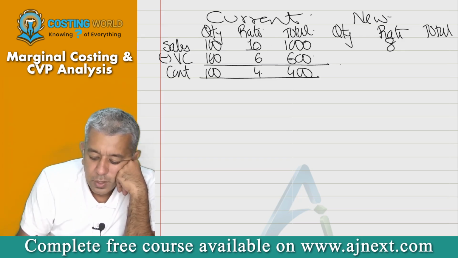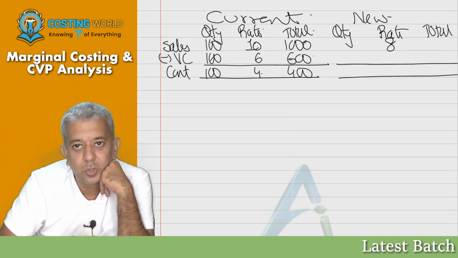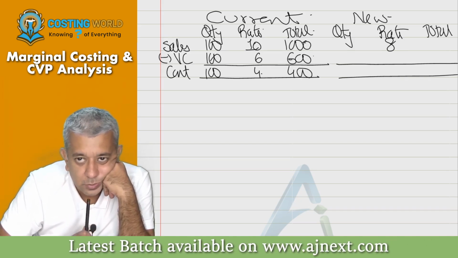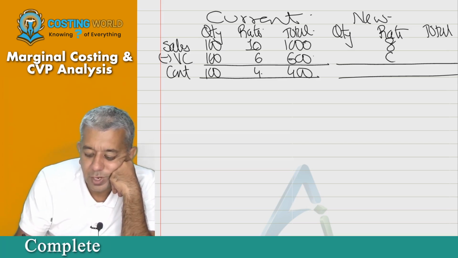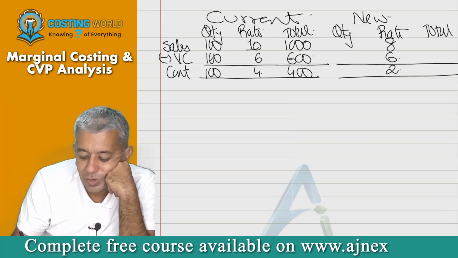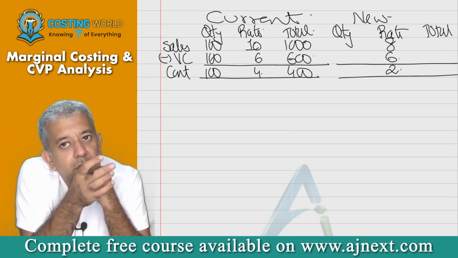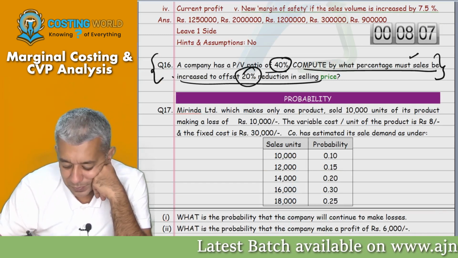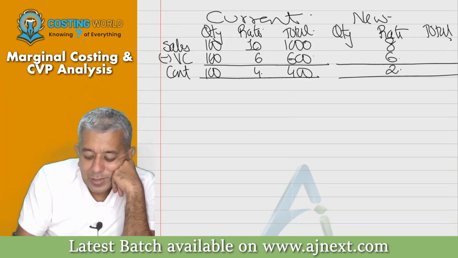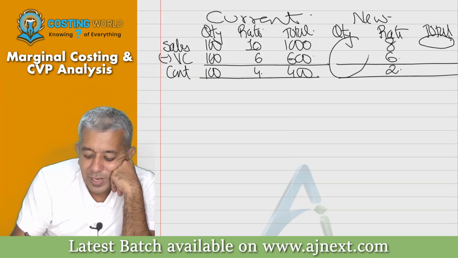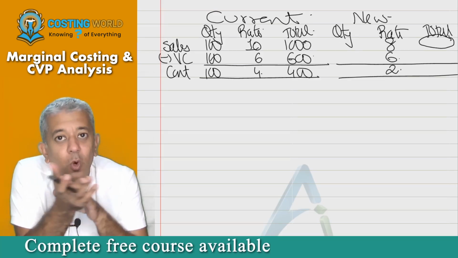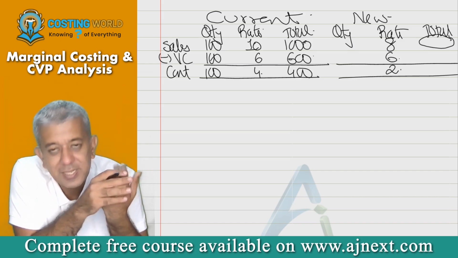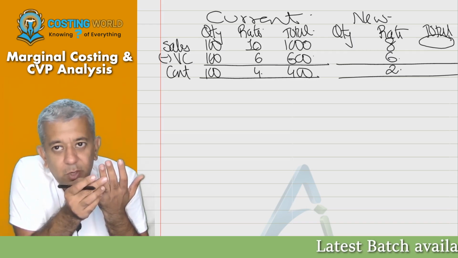Now, there's only one thing that should strike you. Selling price has changed. Have they told anything about the variable cost? No, sir. So variable cost will remain 6 only. Can you say every unit now you'll be earning 2? Yes. Now I want this figure as a balancing figure. So obviously I require quantity, but I can't copy quantity here, because sales is changing.